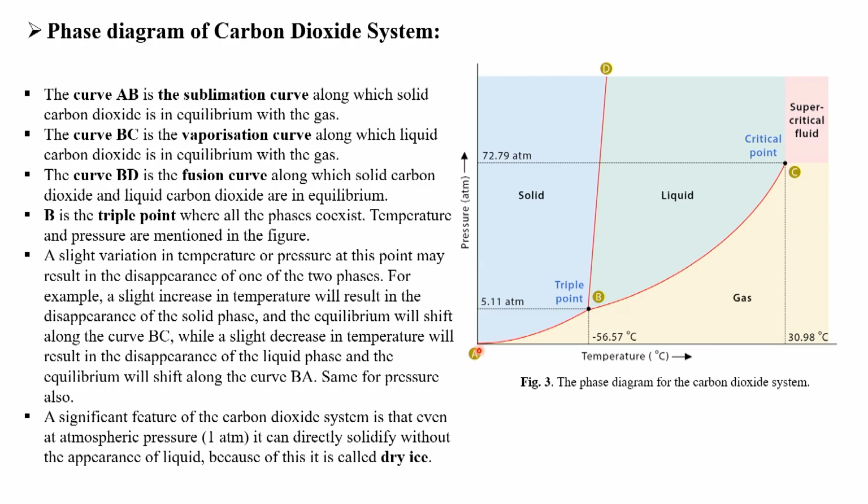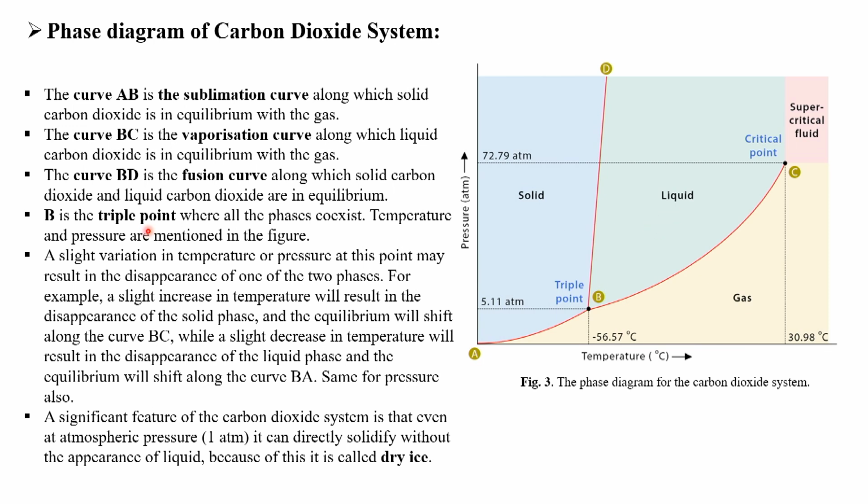So anyway, we are discussing curve AB. The curve AB is the sublimation curve along which solid carbon dioxide is in equilibrium with gas. So this is solid carbon dioxide and this is the gas. The curve BC here is the vaporization curve along which liquid carbon dioxide is in equilibrium with gas. So this is the carbon dioxide gas and this is liquid. The curve BD is the fusion curve along which solid carbon dioxide is in equilibrium with liquid carbon dioxide.